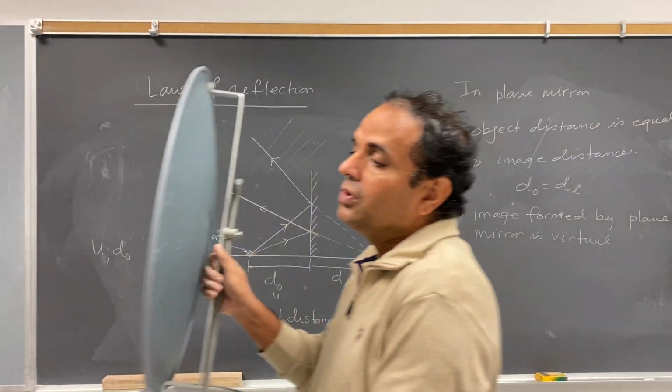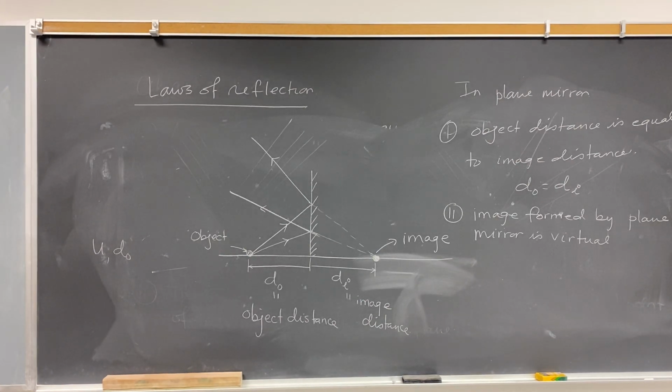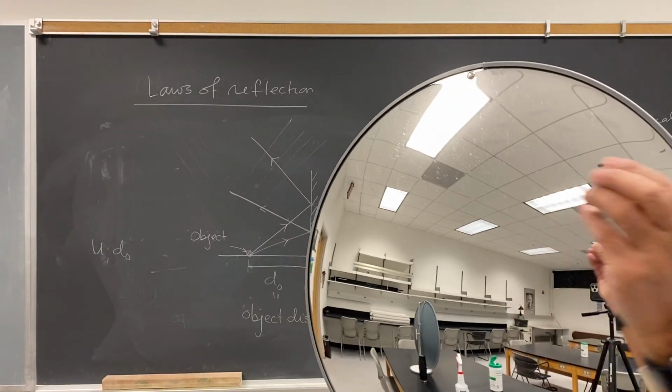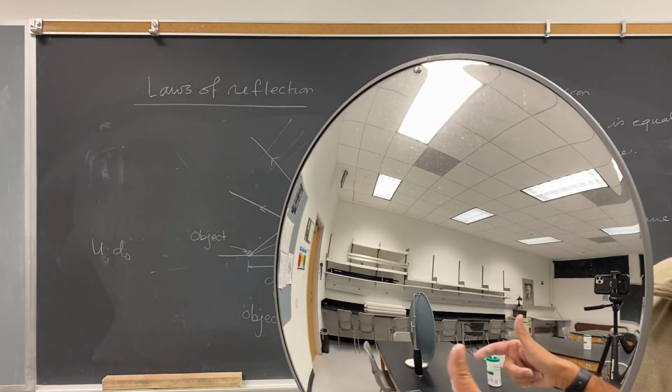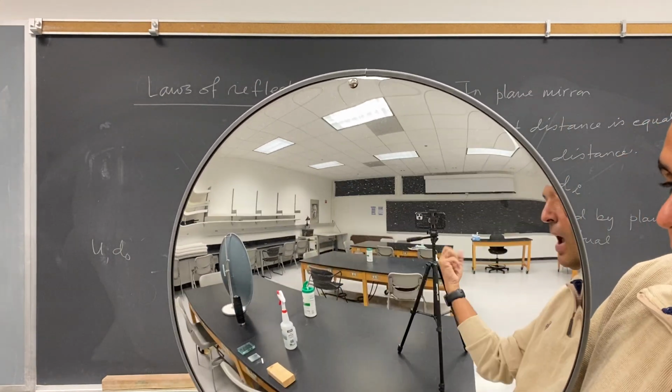Okay, and there is another type of spherical mirror. The one I showed you before is the concave mirror. Now this one, look, the reflecting surface is bulging out like this.